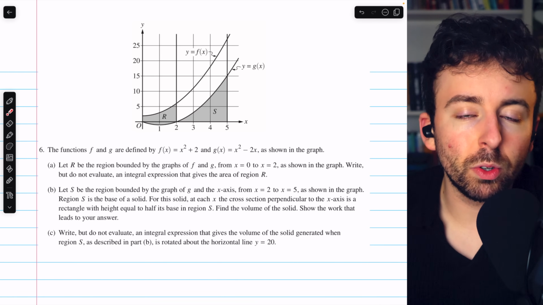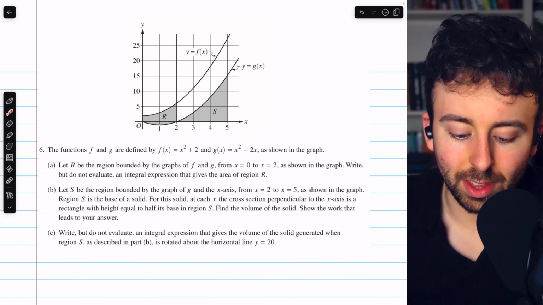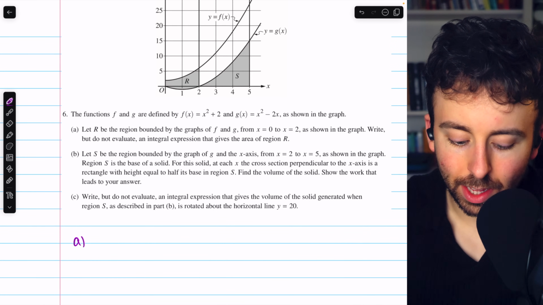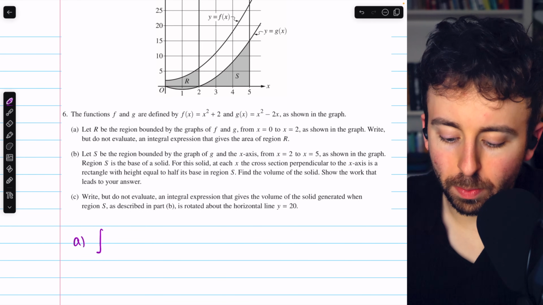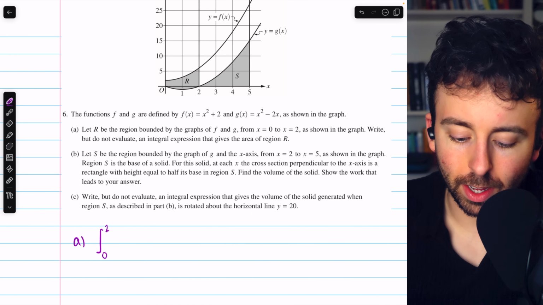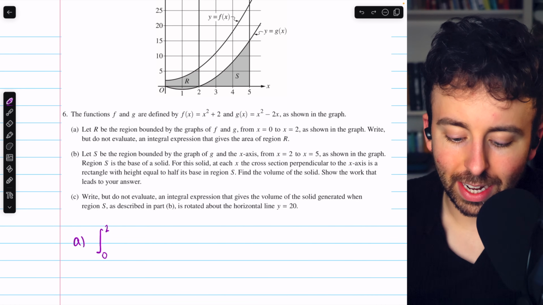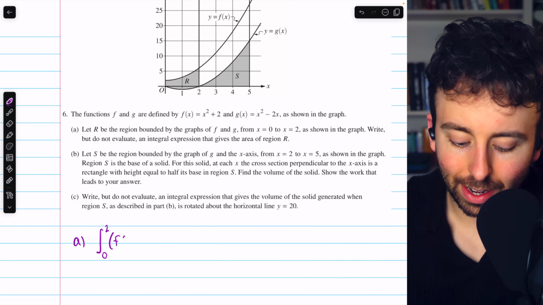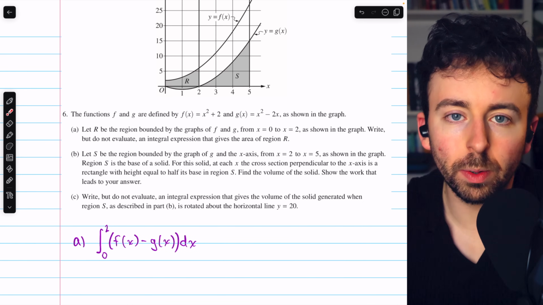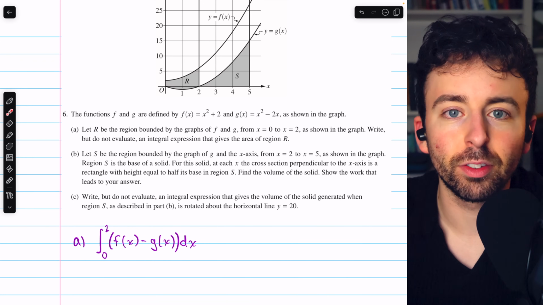So this is just the area between two curves. From the graph, we can see that the upper function of this region, the upper bound, is f of x, and the lower bound on the region is g of x. So for part A, the area of the region R is going to be the integral from x equals 0 to x equals 2, and then we just need the area under this curve minus the area under this curve. That's going to give us this total area between them. So we're going to integrate from 0 to 2 f of x minus g of x. We could replace f of x and g of x with what they actually equal if we like, but it's also fine to leave the answer like that.